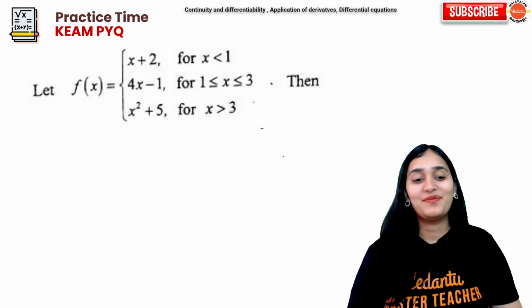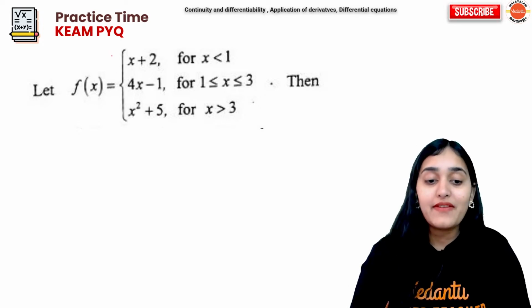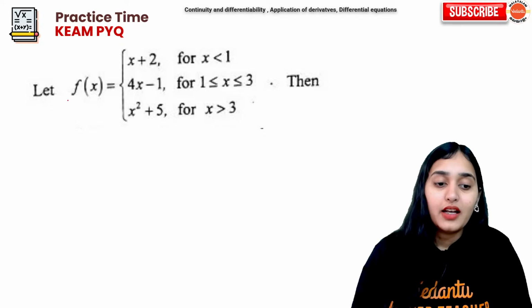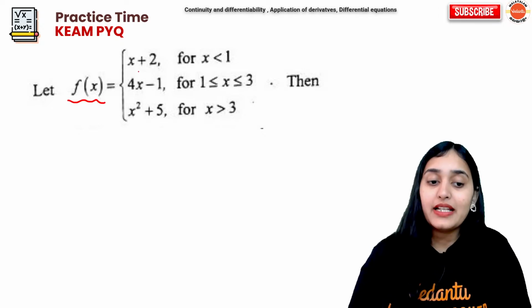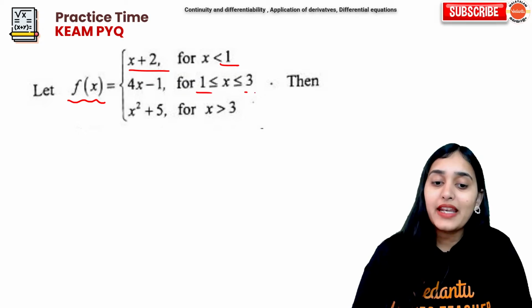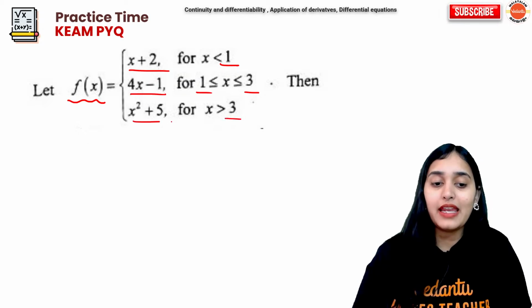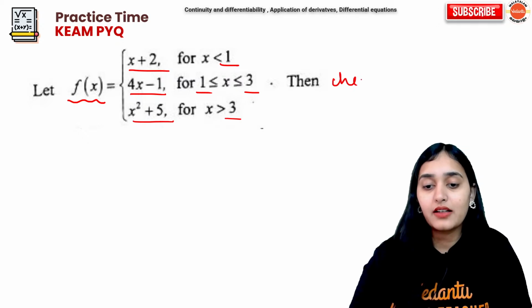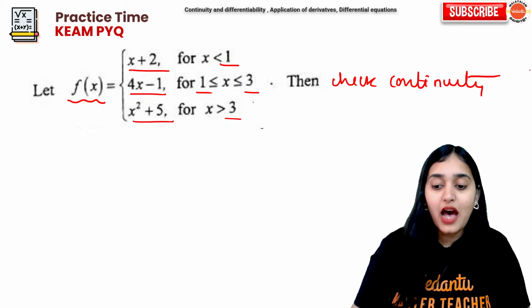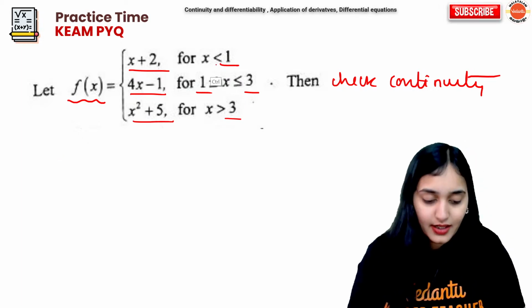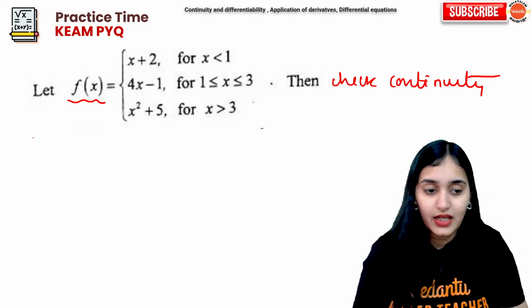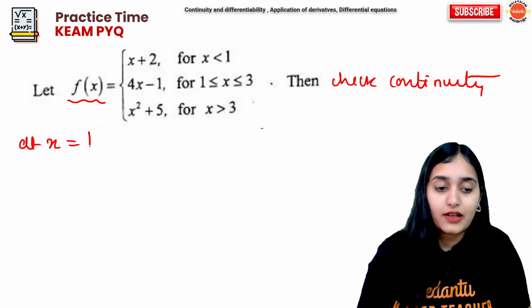Okay, awesome. Let's solve some more PYQs of this chapter. Next, there is a function f of x. It is given as x plus 2 for x less than 1, 4x minus 1 between 1 and 3, and x square plus 5 for x greater than 3. Then check continuity. How will you check continuity? First, we will check for x equal to 1.